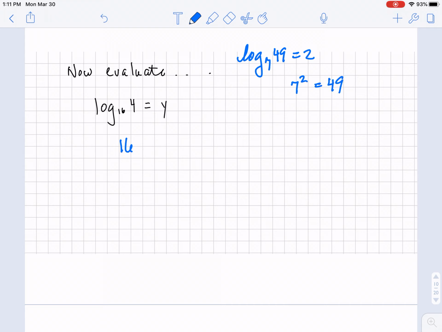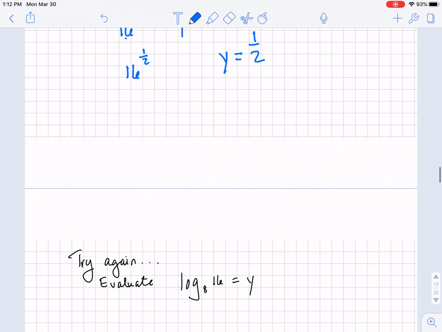So check this one out. This would be 16 to the y power is equal to 4. So 16 to the what power gives me 4? So you have to think about irrational exponents. How would I get 16 turned into 4? Wouldn't it be the square root of 16? So how do I write square root as an exponent? I would write it as 16 to the 1/2. Okay? So y equals 1/2, right? And that equals 4.